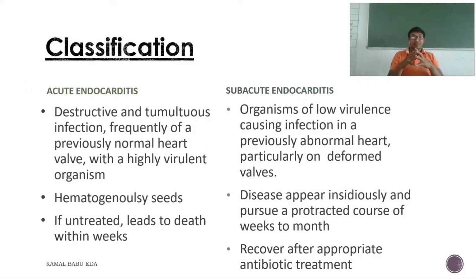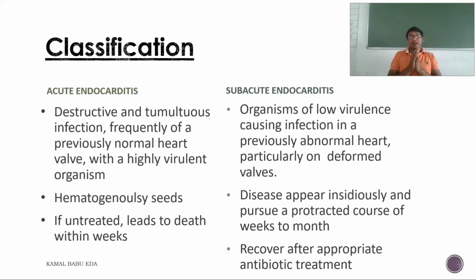Coming to the classification of endocarditis, we have two types: acute endocarditis and subacute endocarditis. Acute endocarditis is mainly because of a highly virulent organism. Even though the person is normal and the heart is also normal, it will frequently be affected by this disease because of the highly virulent organism. It is a destructive, tumultuous infection, frequently of a previously normal heart valve. Hematogenous lesions can also be seen, and if it is left untreated, the person will die within weeks.